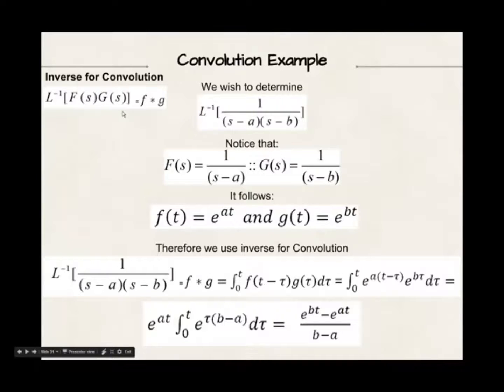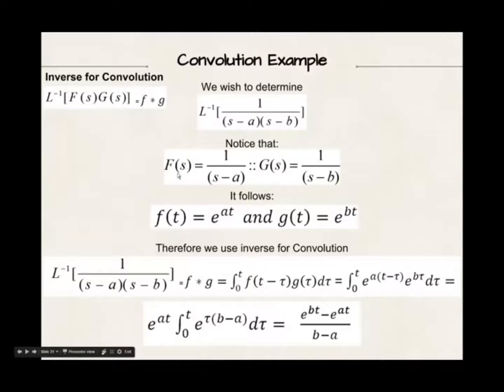You also have the inverse for convolution. We remember that the inverse Laplace of big F of s times big G of s is equal to f convolved with g. We wish to determine the inverse Laplace of 1 over (s minus a) times (s minus b).